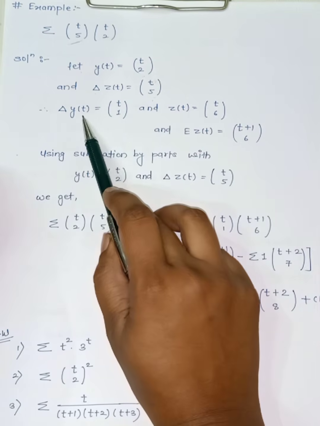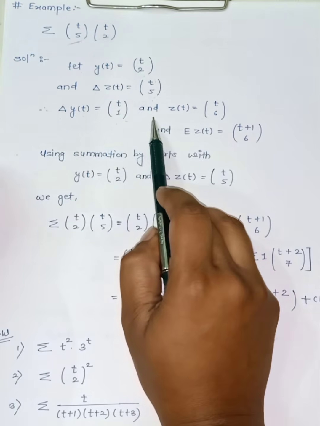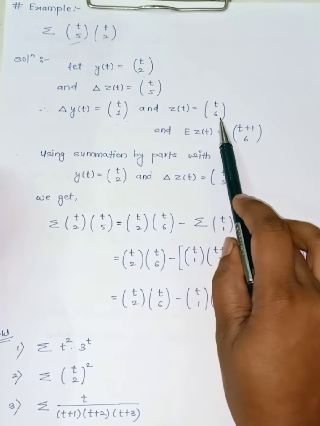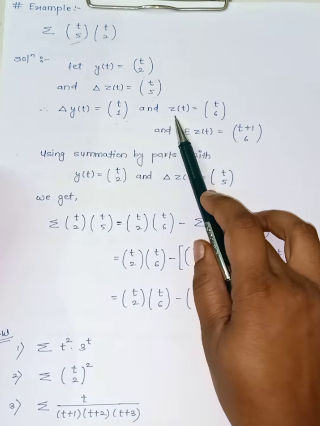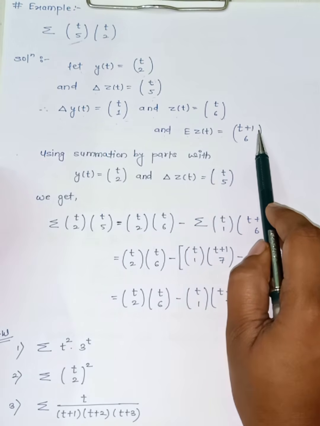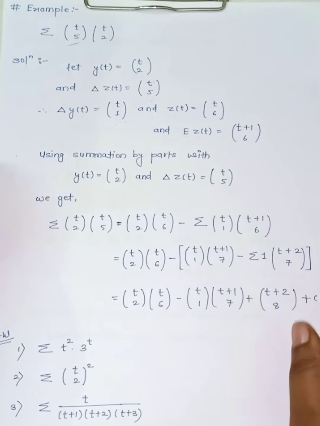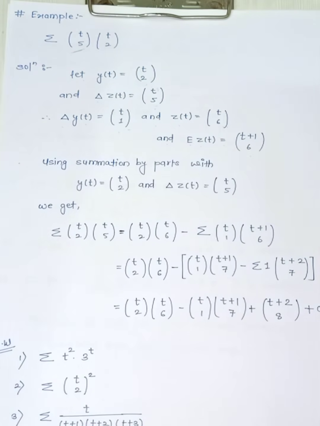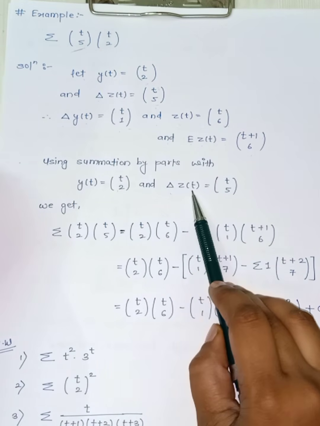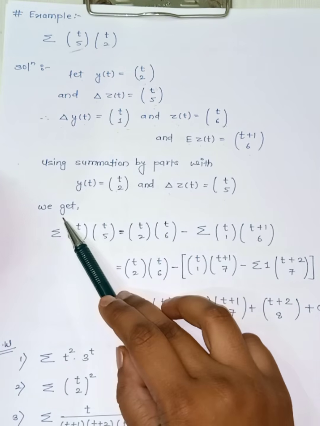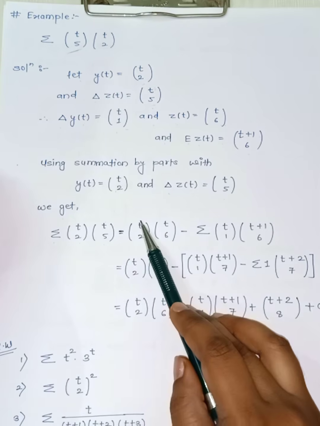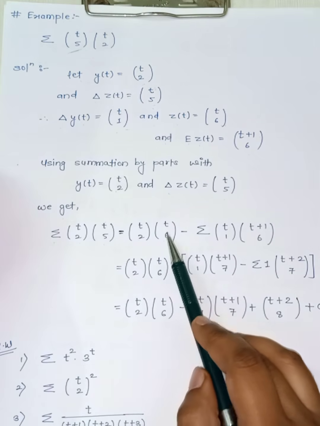Now delta y of t will be equals to tc1 and z of t will be equals to summation of tc5, that is equals to tc6. And if we are applying shift on this, so e of z of t is equals to t plus 1 c6. Okay, and now we are applying summation by parts. So y of t is tc2 and delta z of t is tc5. So by applying parts we get summation over tc2 into tc5, that is equals to tc2 then tc6.